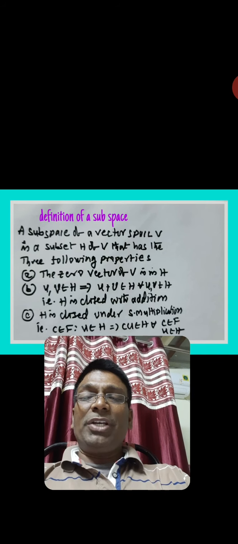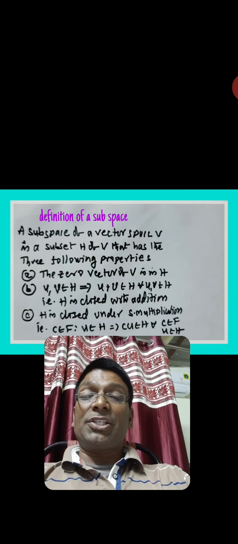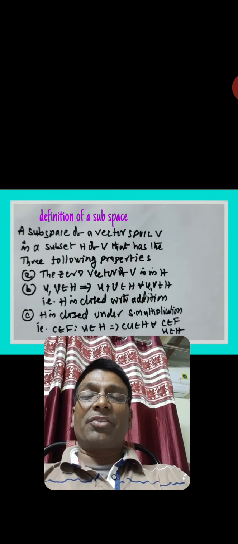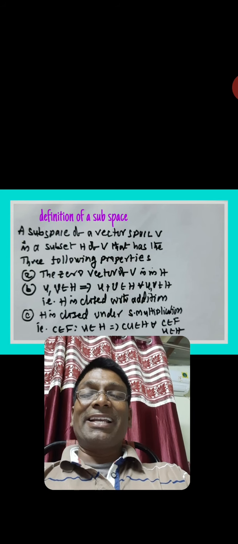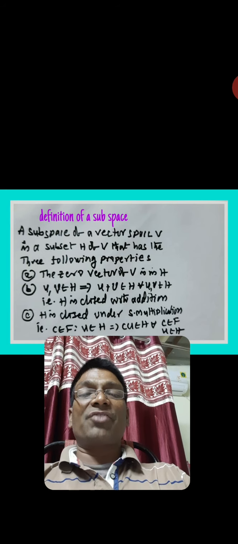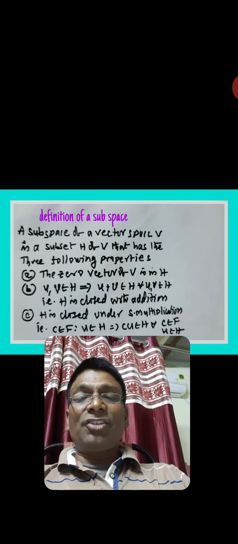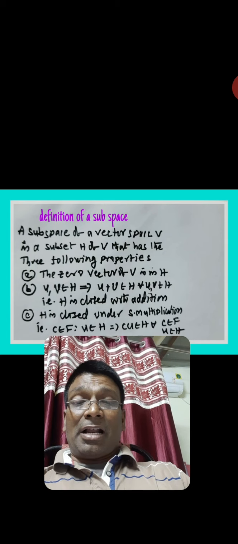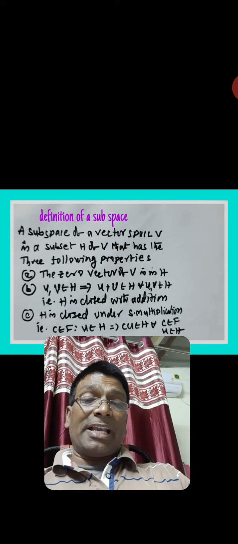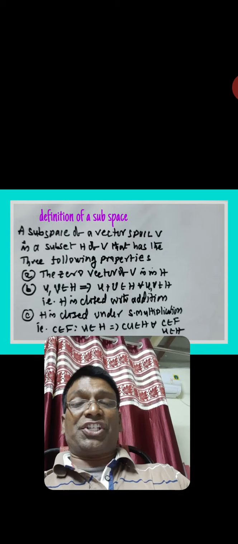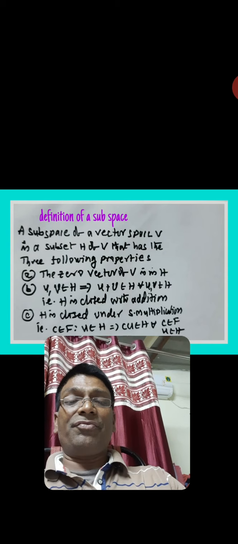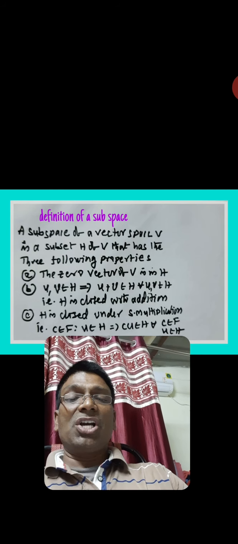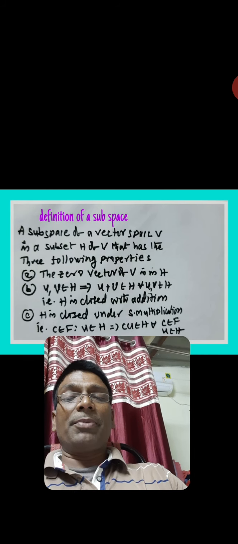Second one, u, v are also elements of H. That implies u plus v is also an element of H, for all u, v. This means H is closed with respect to addition. And the third property, H is closed under scalar multiplication, that is, c element of F, u element of H, that implies cu is also an element of H, for all c element of F, u element of H.